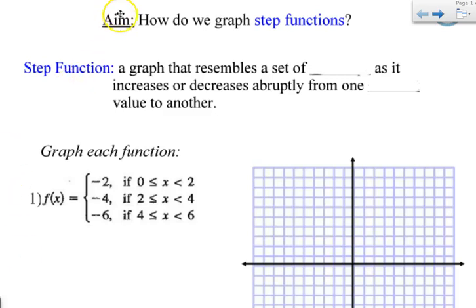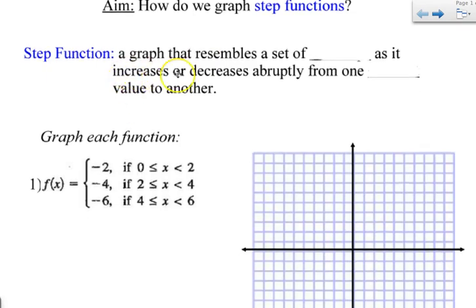So our goal today is to graph step functions, and we're also going to look at some real world examples. First off, a step function is a graph that resembles a set of stairs or stair steps. That is why it's called a step function, because it looks like stair steps. It increases or decreases abruptly, which means it jumps from one constant value to another.